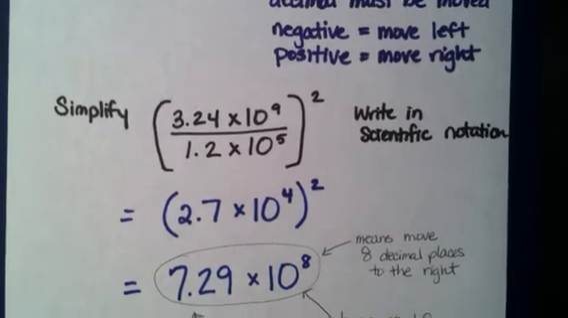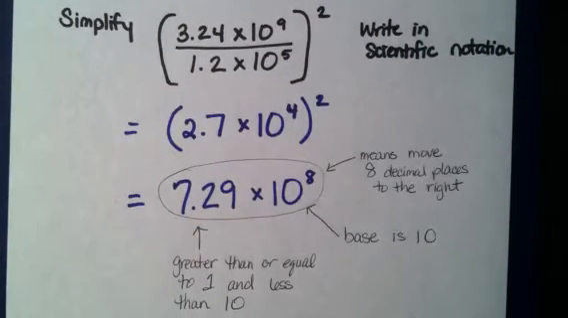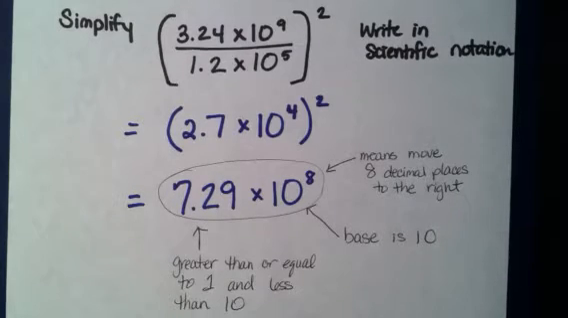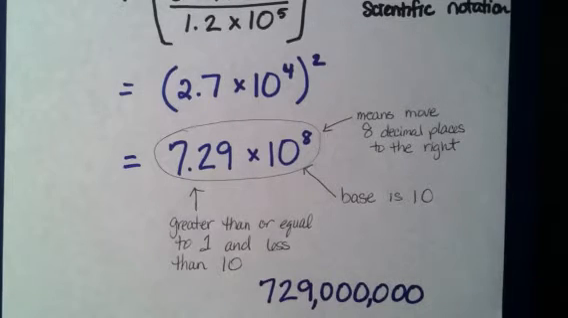We have a base of 10, so we know that we have scientific notation. And the number 7.29 is greater than or equal to 1 and is less than 10. If we were to actually write this number out, 7.29 times 10 to the 8th power would be 729 million.